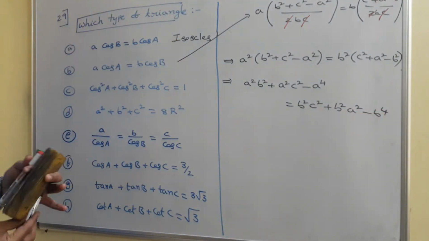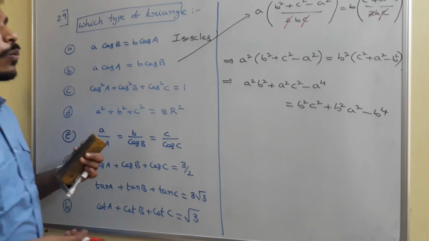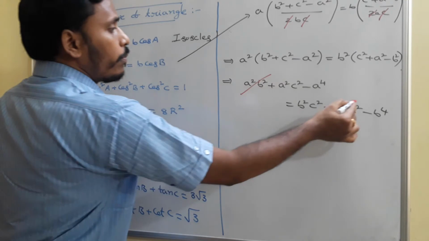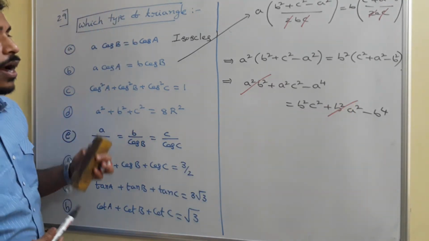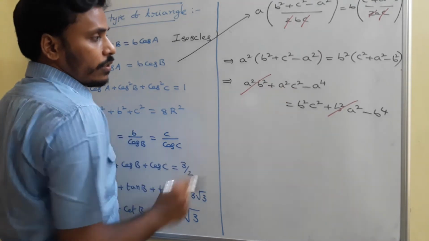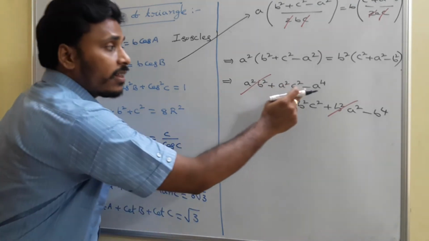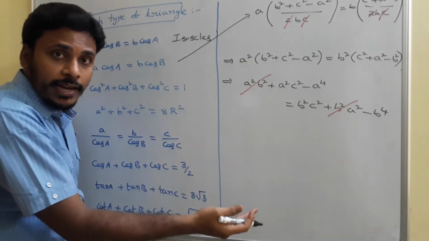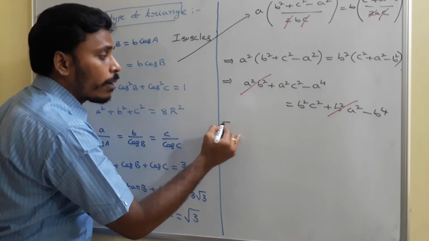Again you just think about it for a while. Here A square B square and B square A square is a common thing which gets cancelled on both sides. And now this is A square C square and B square C square minus A power 4. Send this minus A power 4 to that side and drag this B square C square to the left side, and it will become like this.